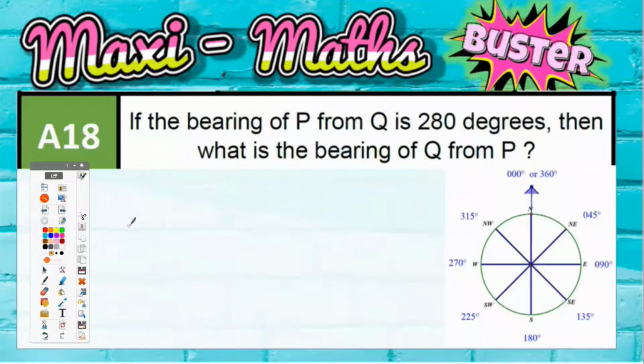Question 18. If the bearing of P from Q is 280 degrees, then what is the bearing of Q from P? Now, it's important to remember that bearings are measured as 3-digit angles. Even if it's less than 100, you always put an extra 0 or 2 zeros there to make it 3 digits. That's just traditional, left over from hundreds of years ago when ships used to sail the seas and use world maps and magnetic compasses to make sure they didn't get lost at sea.